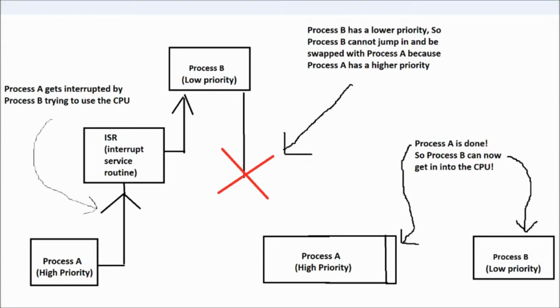So the ISR notices that process B has a low priority, so process B cannot jump in and be swapped because process A has a higher priority. So as you can see, it gets stopped right there. Process A continues doing its own thing. Once process A is done, that's when process B can now get into the CPU. This only happens in preemptive kernels.